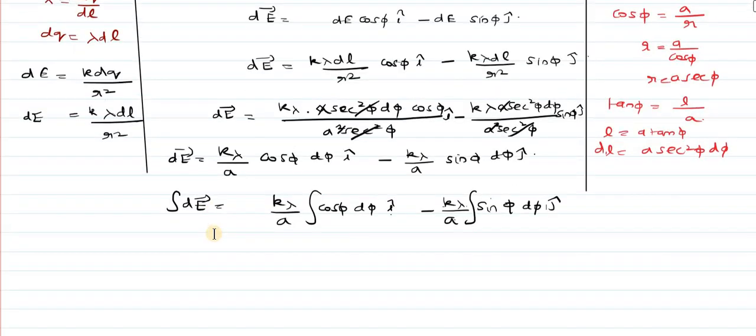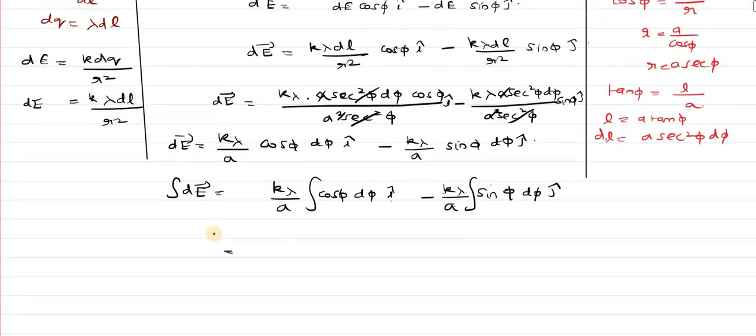Now what is it? Integration of cos phi is what? Plus sin phi. And integration of sin phi is what? Minus cos phi. But from where to where are we integrating? That we need to check now. So what is the limit of the integration?